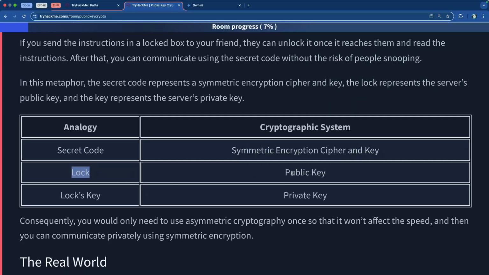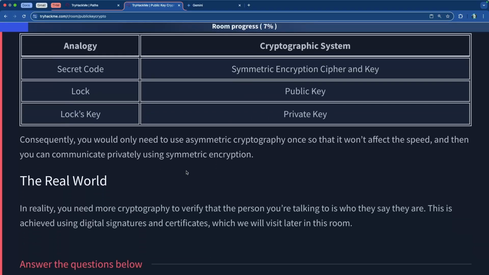The lock is the public key, and the lock's key is the private key, right? So consequently, you would only need to use asymmetric cryptography once, so that it doesn't affect the speed, and then you can communicate privately using symmetric encryption.